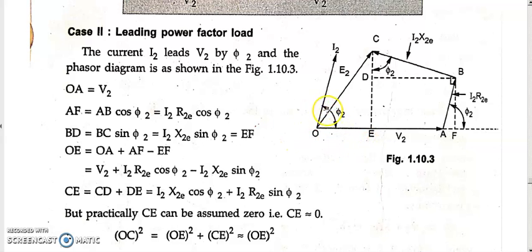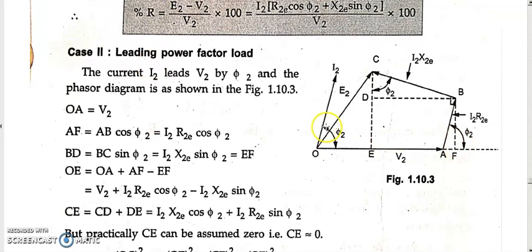This is phi 2, and this is also phi 2, because we know that this is the alternate angle, as per the geometry concerned. You can stretch this line to AF, and because of alternate angles, whatever angle is there will be the same phi 2. So we can make a right angle triangle over here, ABF. And again we know that this is I2 R2E.